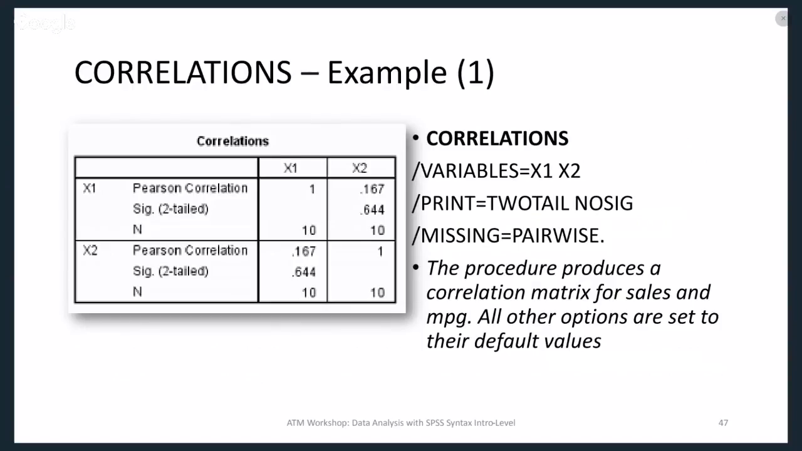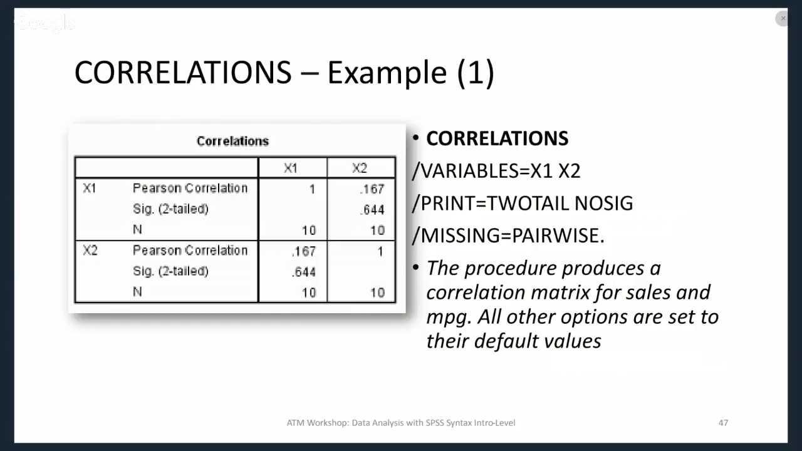Let me read it in English. Hey computer, I want to use the correlations module, and I will use x1 and x2. If you use x3, they will give you a matrix with x1, x2, and x3 at the same time. Right now, it's just a bivariate relationship. Please print the two-tail result, and the significance value too. And in case of missing data, please use pairwise deletion, not listwise deletion, right?